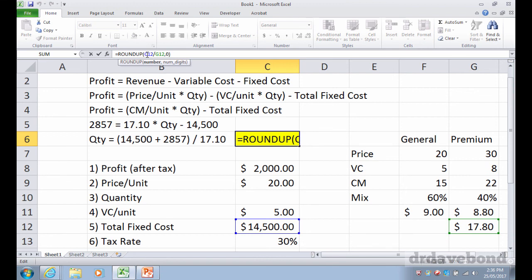Round up. We need to take 2,857 because we're adding the before-tax profit into it. And what you should see is a quantity of 976 units. We need to sell 976 units in a mix of 60-40 now, because that's fed in. So with a sales mix of general and premium tickets, with an after-tax profit of $22,000, we need to sell 976 tickets. So that's still less than half capacity.